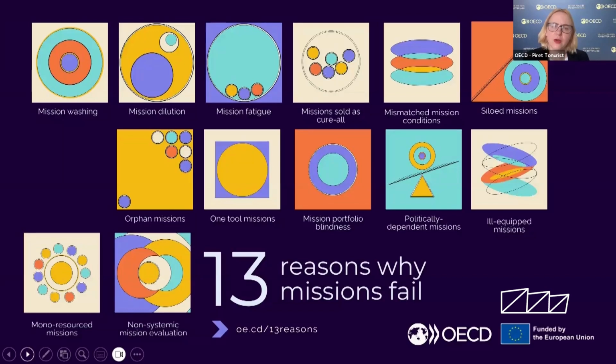It's because missions are not the cure-all or a policy solution for everything. So not all policy problems actually fit the mission-oriented approach. That's why we had this quite elaborate diagnostic, or litmus test, to say: is this the right area to actually do a mission? Because it's also a really political, highly communicable commitment that you're taking towards those approaches.